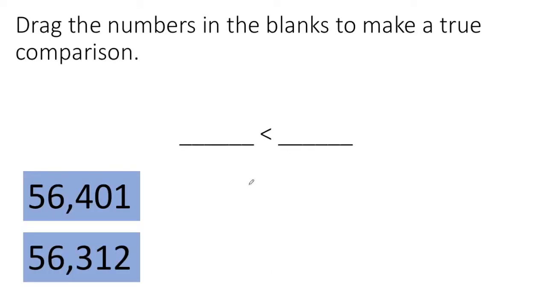Sometimes we'll be given problems like this that say to drag the numbers to make the true comparison where the symbol is already given for us. The first thing that I do is I figure out what this symbol means. Since it looks a little bit like the L, right? A sideways L, I know it means less than. So that means I want the smaller number here, right? Because the small number will be less than the big number.